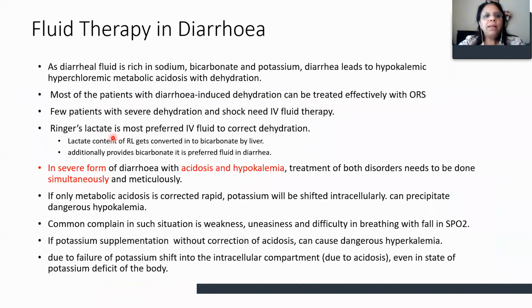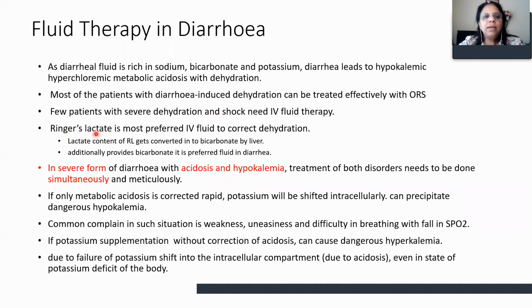So the fluid therapy in diarrhea: diarrheal fluids are rich in sodium, bicarbonate and potassium. So diarrhea leads to hypokalemic, hyperchloremic metabolic acidosis. Why? Because it's a dehydration. Most of the patients with diarrhea-induced dehydration can be treated effectively with ORS. Few patients with severe dehydration and shock need IV fluid therapy. Okay, why? Because they are in more than 10% dehydration.